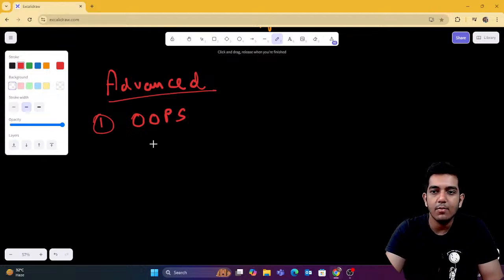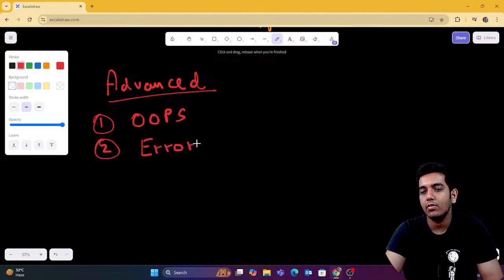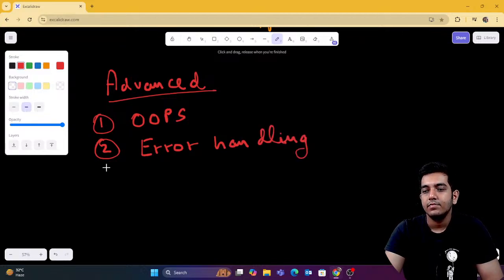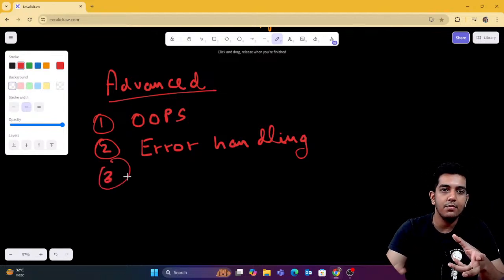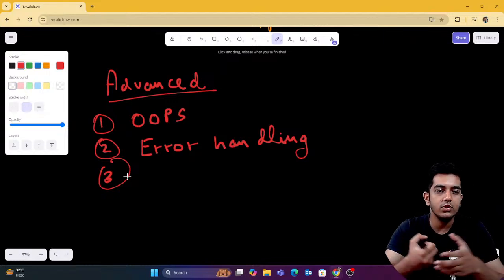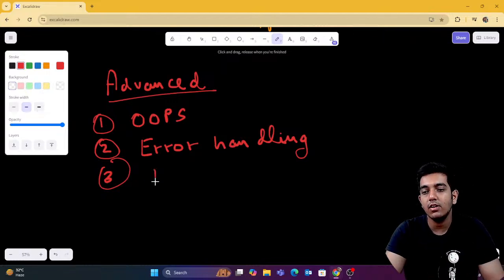Okay, then you would be learning about error handling. Okay, that means try, except, finally. So you're going to learn about error handling, right? Then guys, you're going to learn about functional programming. That means you're going to use map, filter, reduce. Okay, that means you're going to learn about some specific functions, specific inbuilt functions. Okay, so functional programming, right?